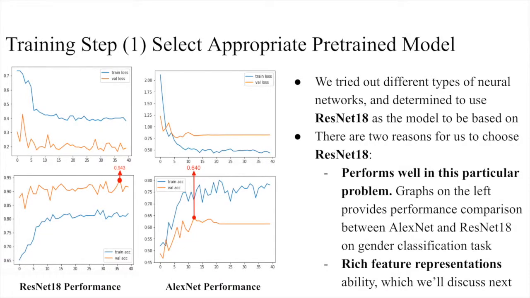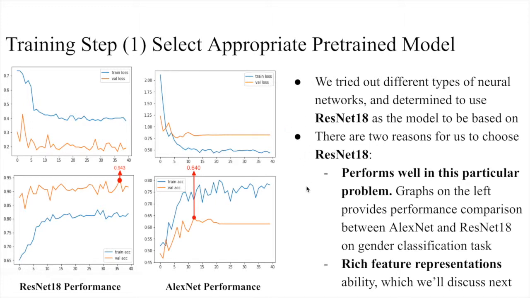To start, we need to choose an appropriate pre-trained model for our task. We tried out different types of neural networks, and we finally determined to use ResNet 18 as the model we are going to use. There are 2 reasons for us to choose ResNet 18. First, it performs well for our task. As we can see in the graphs on the left, it provides a performance comparison between AlexNet and ResNet 18 on the gender classification task.